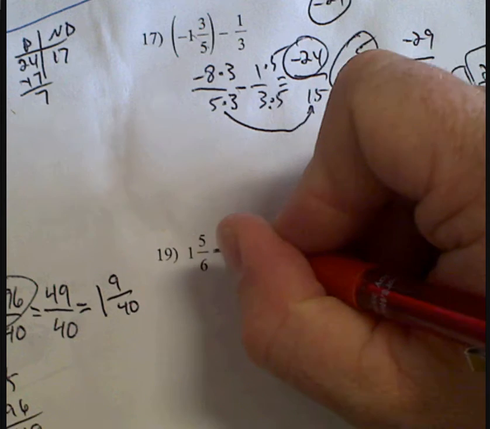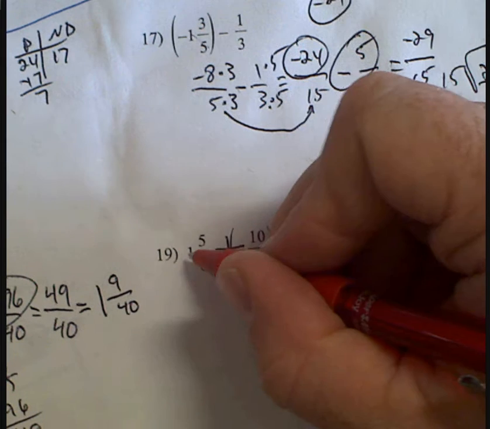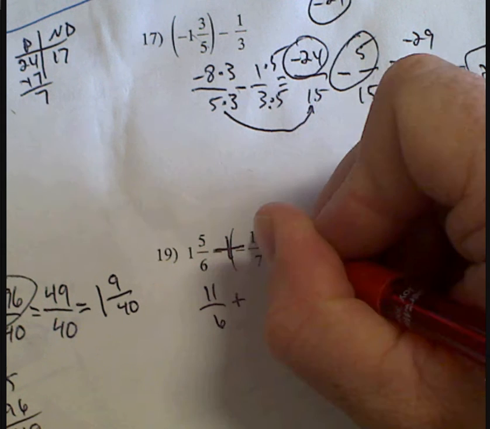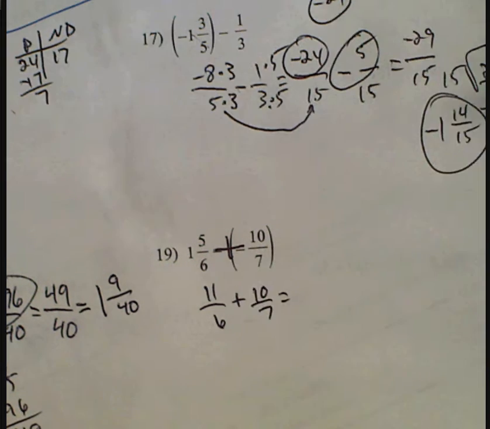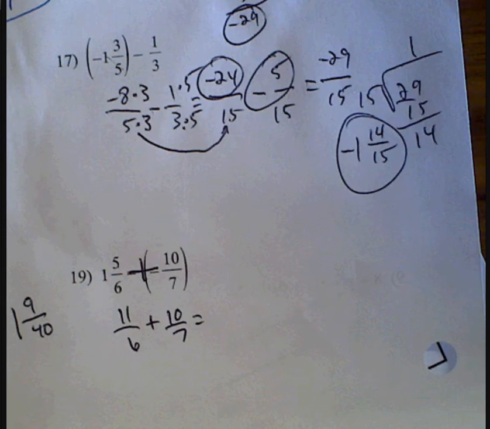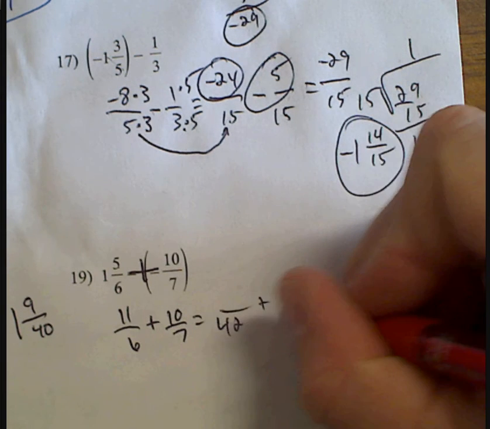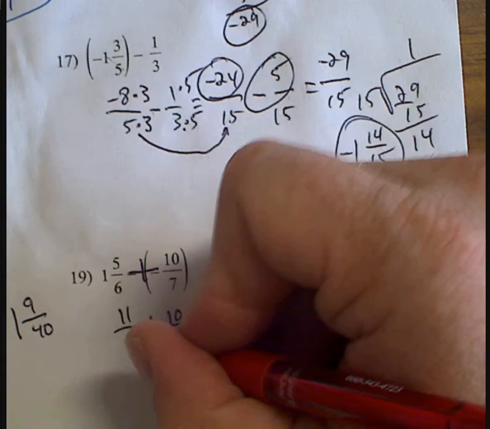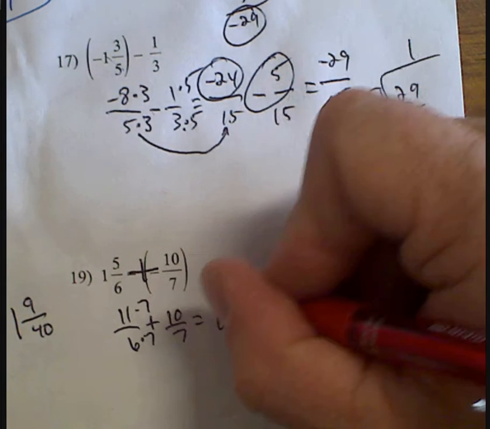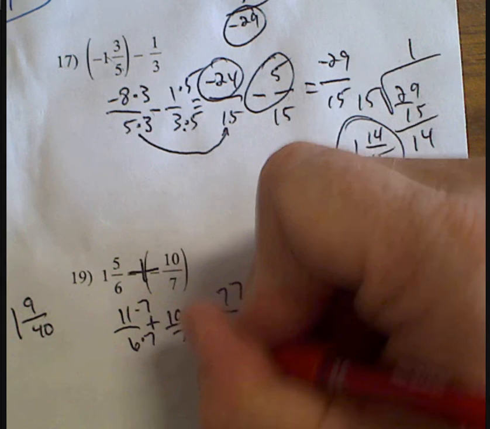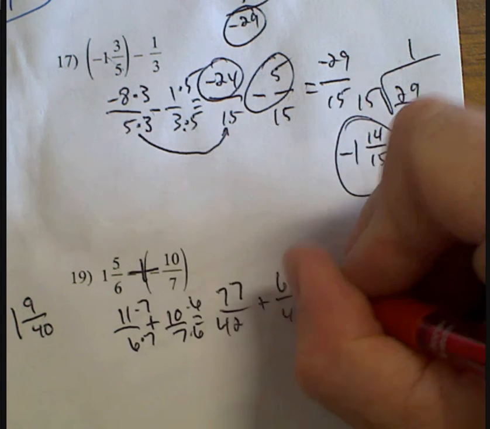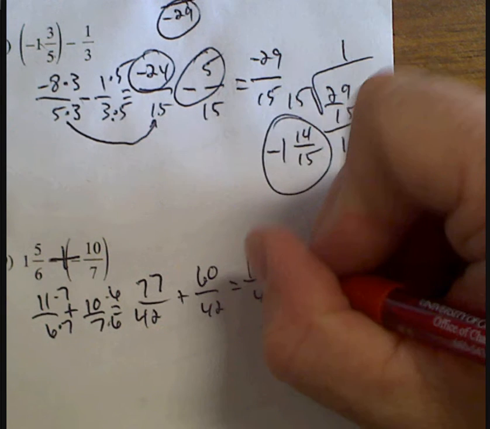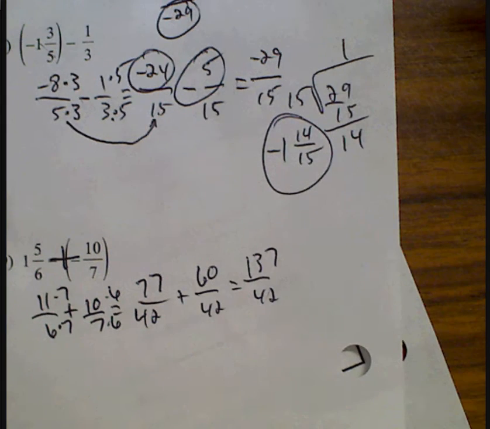Minus negative becomes a plus. 1 times 6 is 6, plus 5 is 11, over 7. My common denominator is 42. Okay, so I'm going to multiply by 7, so that would be 77. Multiply by 6, that would be 60. 77 plus 60 is 137.